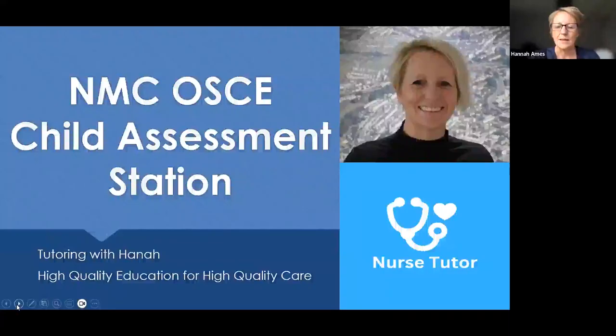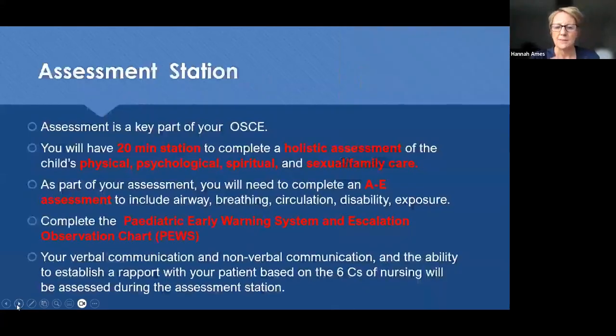Okay, so I'm going to start looking at the Child Assessment Station. The assessment station is a key part of your OSCE, and the same as all the other fields, you will have 20 minutes to complete it. And remember, your assessment forms the first part of your API. So you've got your assessment, your planning, your implementation, and your evaluation stations, which make up the 4 stations. And assessment is that first station.